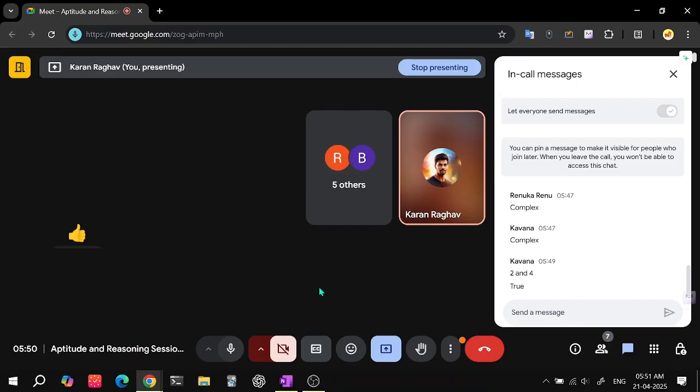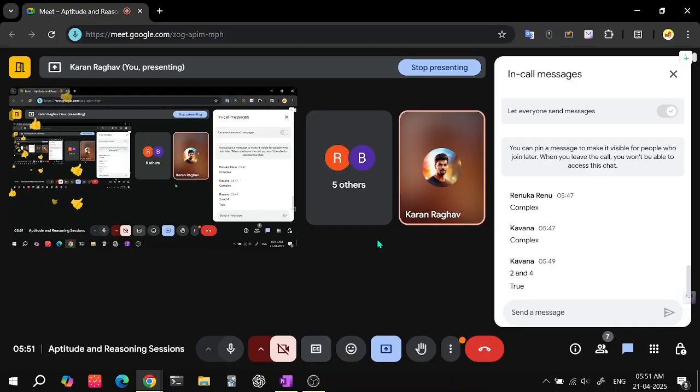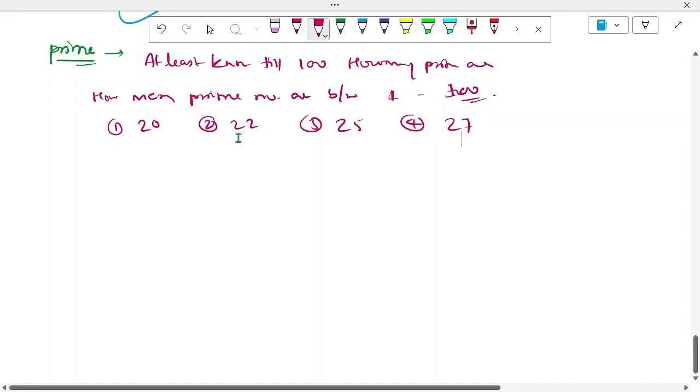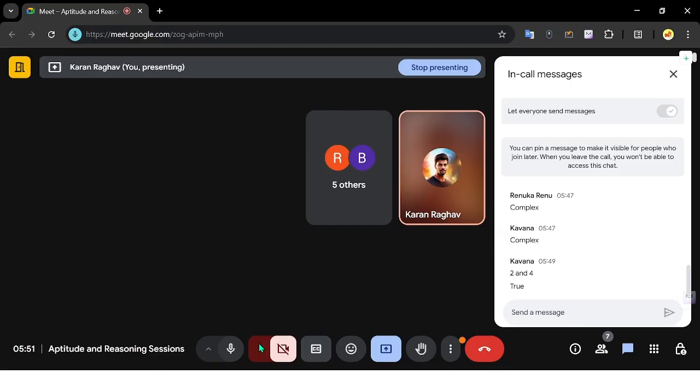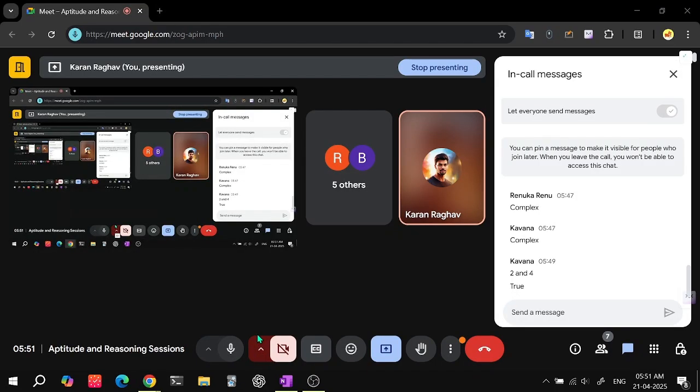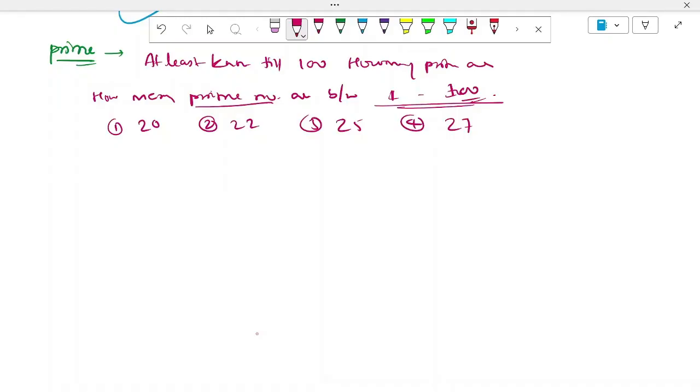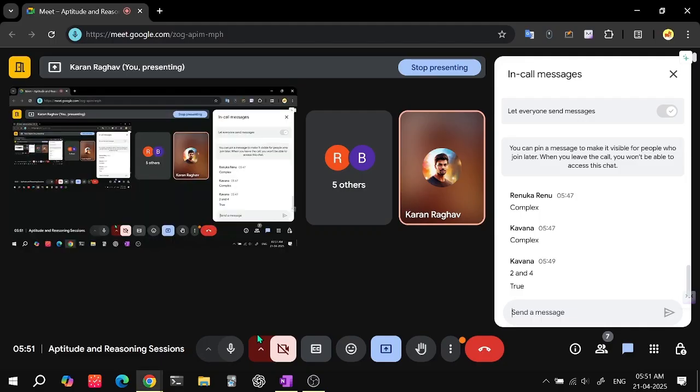So what will be your answer here? How many prime numbers are between 1 and 100? Anybody? How will you solve this question? It is actually very difficult to find all the prime numbers between 1 to 100 and then answer this question. It will unnecessarily take a lot of time.